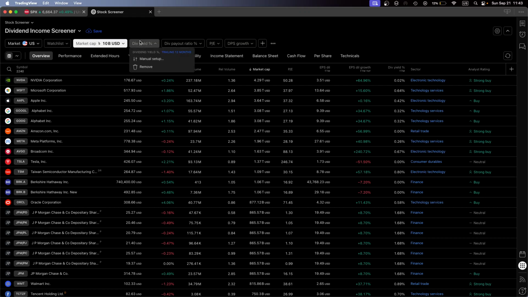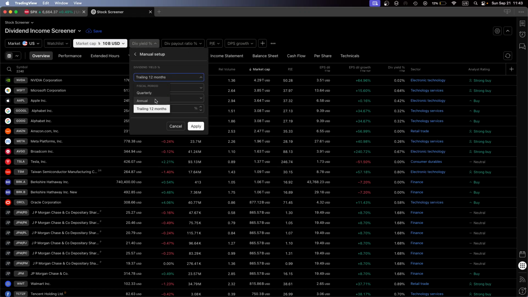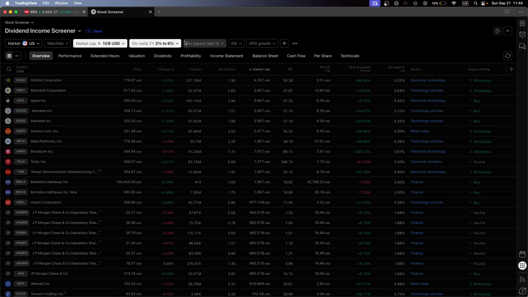For dividend yield, we will set it to annual, and we want to set it between 2% to 6%. We don't want it to be too low and we don't want it to be too high, because something which is too high can't be sustainable, and something which is too low might not be even worth it. So we'll keep it between 2 to 6%.